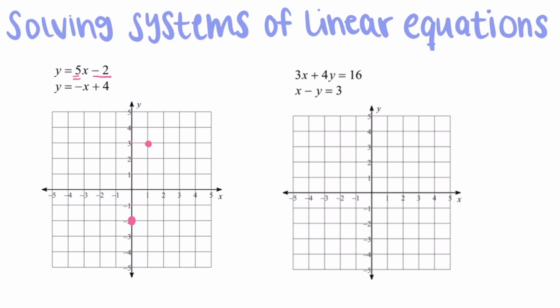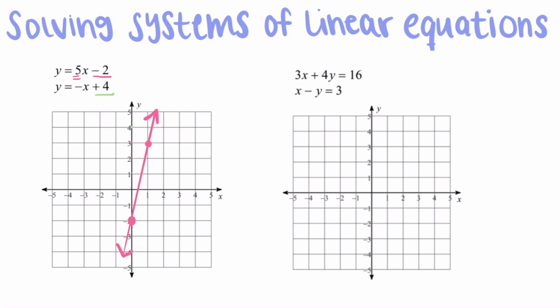So as a little refresher, our y-intercept is that number at the end, so -2 is where we're starting our line, and then we're using our slope as a +5, which would be up 5 over 1 to create our line. Then same thing with our second line.